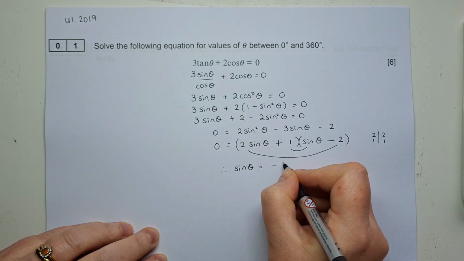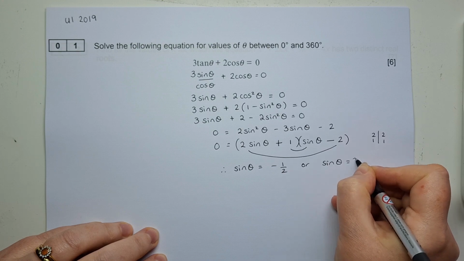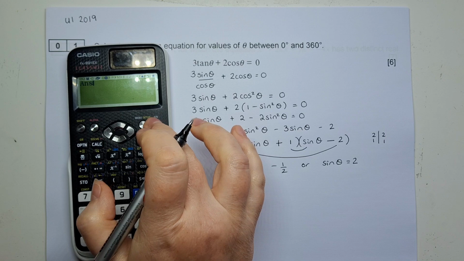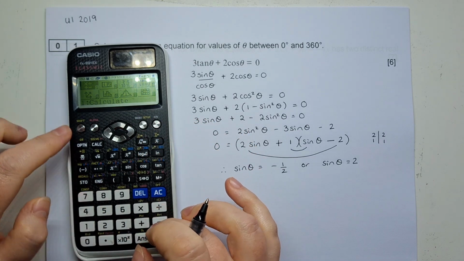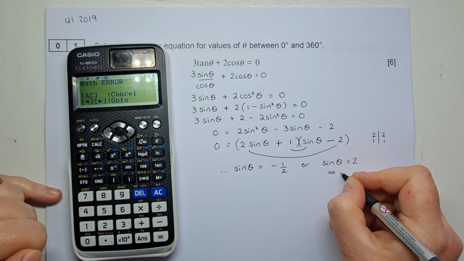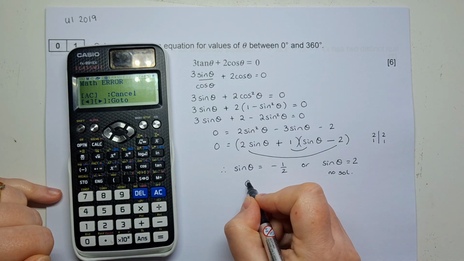sine theta is negative 1/2, or sine theta is 2. On your calculator, only one of those is going to give you solutions. Okay, if you press shift sine for 2, it just says error. Sine doesn't exist above 1 or below -1. So there are no solutions there.